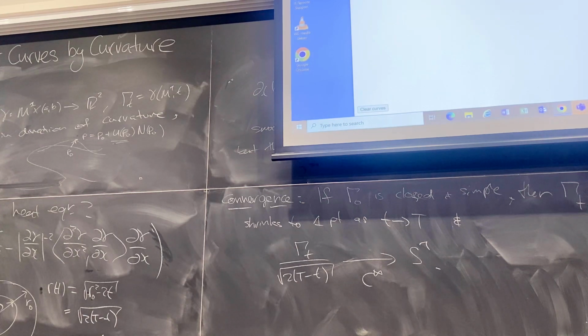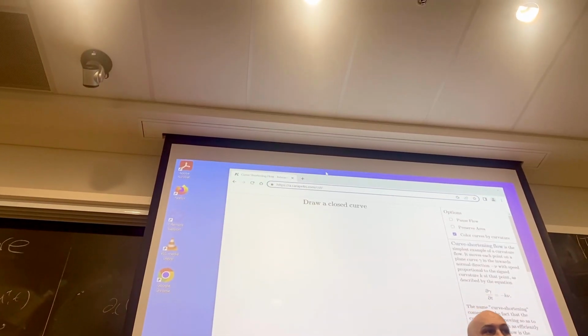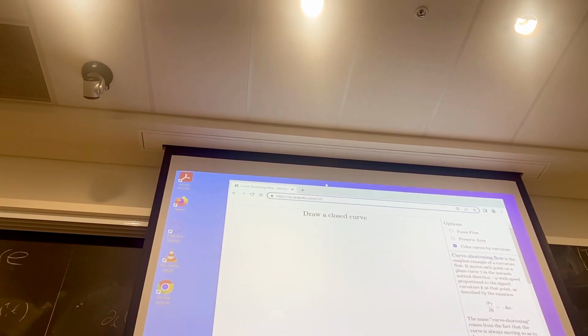So that's an app if you want to play with it yourselves at home, at a.karapitis.com. You just Google curve shortening flow applet, you should be able to find it. And so it gives a nice demonstration of what's going on. Okay, I'll say one more thing, then I'm happy to take as many questions as you have.